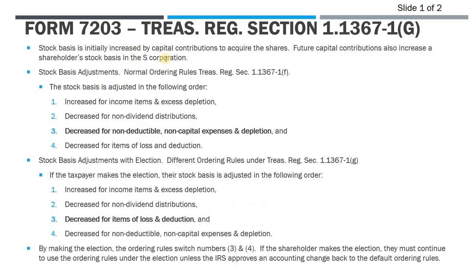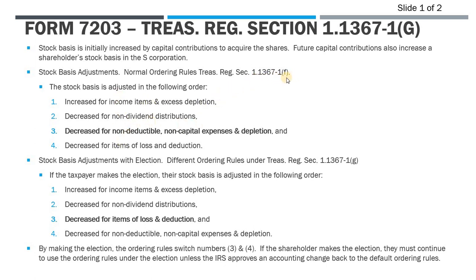So, some basics on shareholder S corporation stock basis. When you think of the starting point, it's always initially the capital contributions to acquire the stock. If you're an original shareholder in an S corp, the money you put into the company in exchange for the shares is the initial increase to your S corporation stock basis. Any future capital contributions will do the same. There'll be increases to your basis.